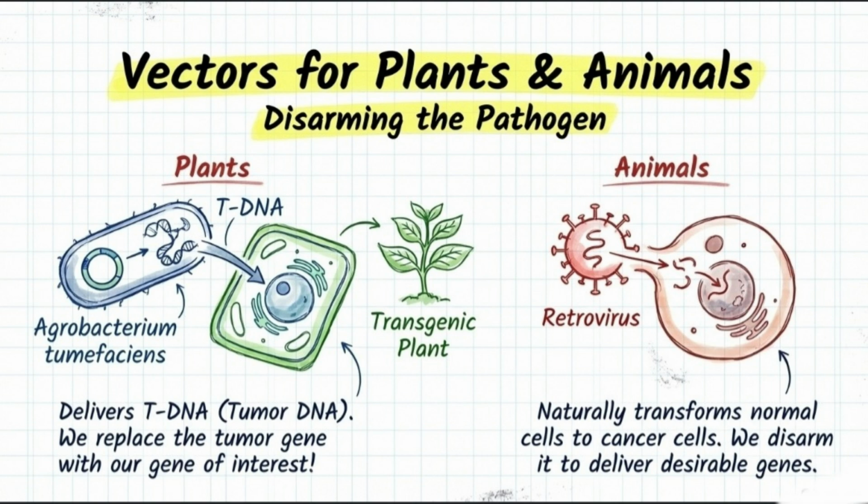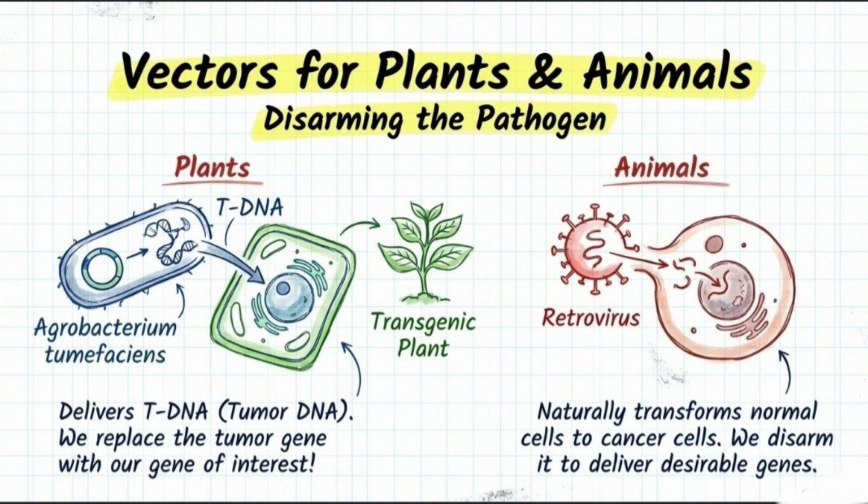For animals, we use a retrovirus as a vector. Retroviruses naturally transform normal cells into cancer cells. But scientists disarm the virus by removing harmful genes. Then, we insert the desired gene into the virus. This modified virus delivers the gene safely into animal cells.